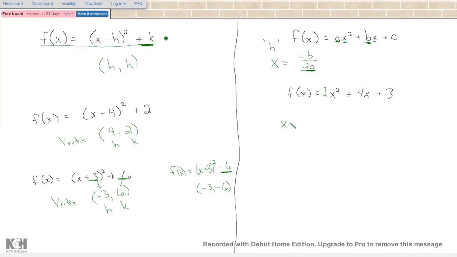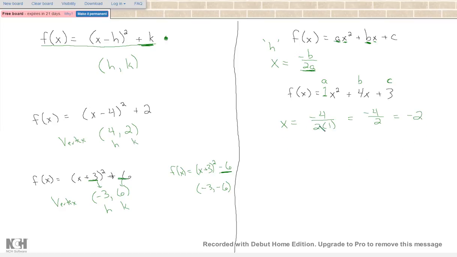We want to find the x value first, so we want to use the formula negative b divided by 2a. Well, our a is 1, our b is 4, and although we don't need it, we can go ahead and label our 3 as the letter c. So our b value is 4. Our a value is 1. The first thing we have to do is work out the denominator of that little fraction. So 2 times 1 is 2. And then I divide that out. Negative 4 divided by 2 is negative 2.